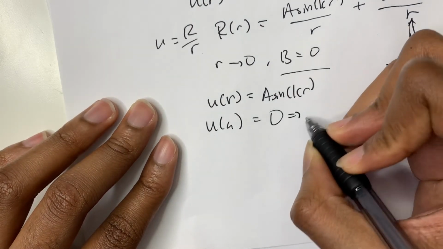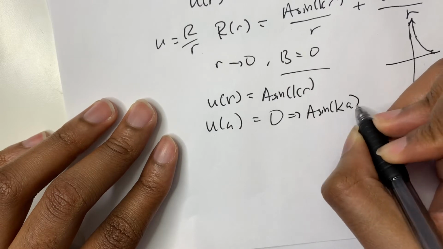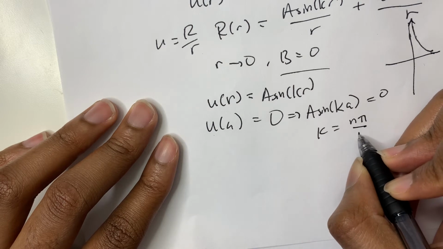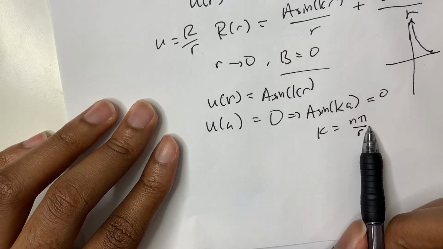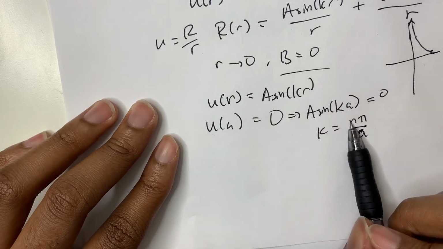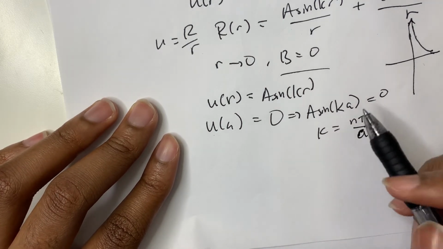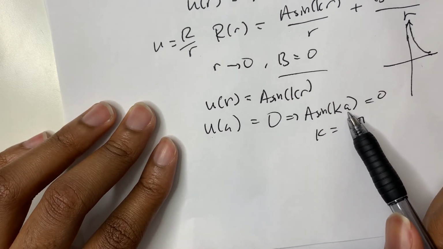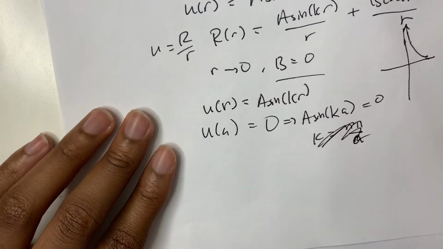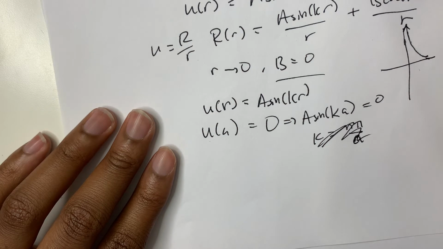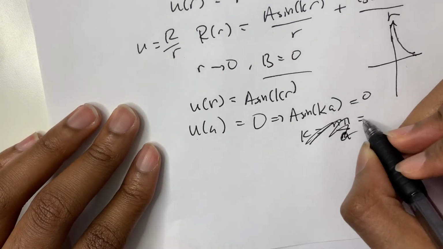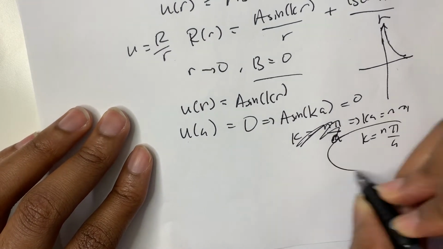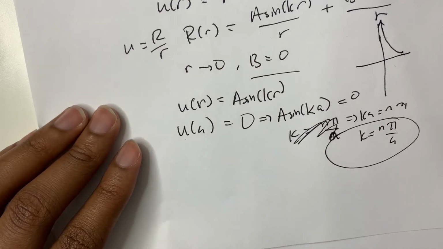This, of course, implies that A sine of ka equals 0, which implies that k equals n pi over a. Let me just think of it, I think I'm losing track. Okay, so we have sine of ka equals 0, right? Yes. So this implies that ka equals n pi, since sine of n pi is 0. And this implies that k equals n pi over a. Okay, there we go. Trying to make sure that was right there. So k equals n pi over a.